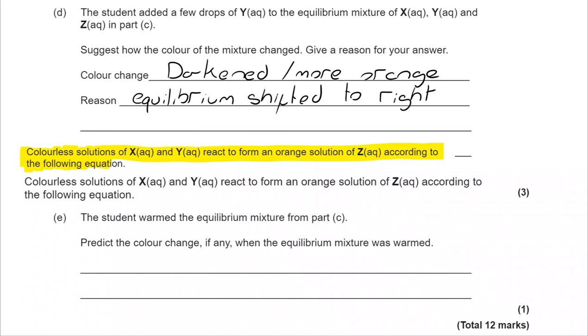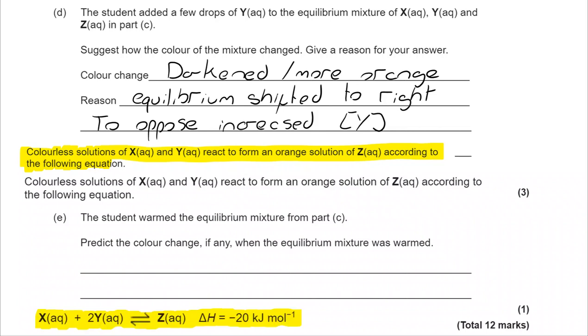And this is taking us back to Le Chatelier's principle. The equilibrium will shift to the right, and that's to oppose the increase in the concentration of Y that you have imposed on that system. Finally, for part E, colourless solutions X and Y react to form an orange solution of Z according to the equation. The student warmed the equilibrium mixture from part C. Predict the colour change, if any, when the equilibrium mixture was warmed.